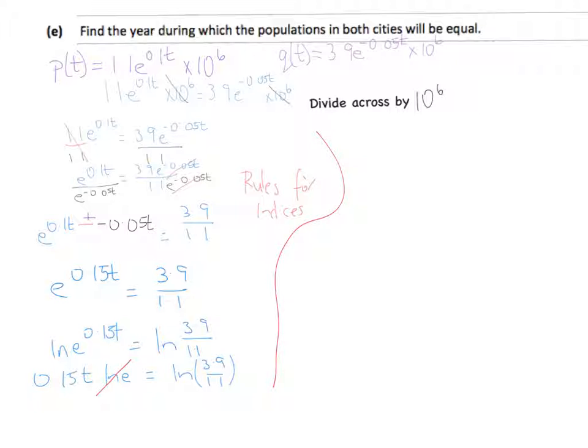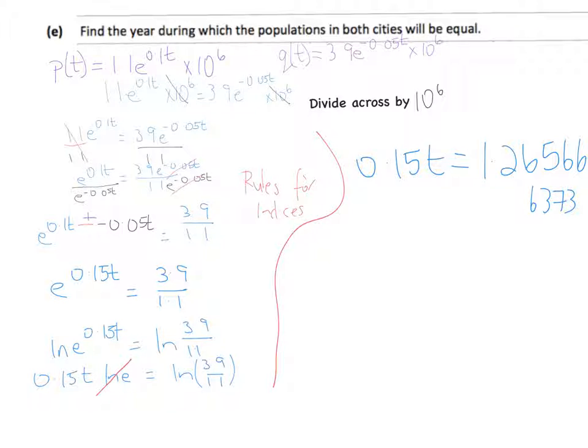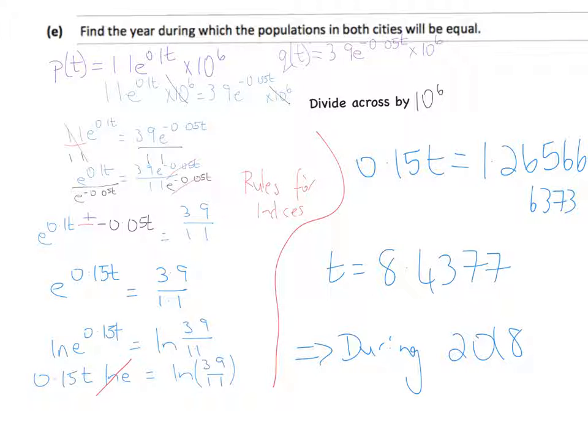So we're going to have 0.15t is equal to the natural log of 3.9 divided by 1.1. So on our calculator that gives us 1.265666373. So that means that t is going to be that divided by 0.15, which gives us t is equal to 8.4377. So a t equal to 8. So what year is that during? That means that it's during 2018. Okay, so during t equal to 8 or during 2018. Either of those will work as our answer.